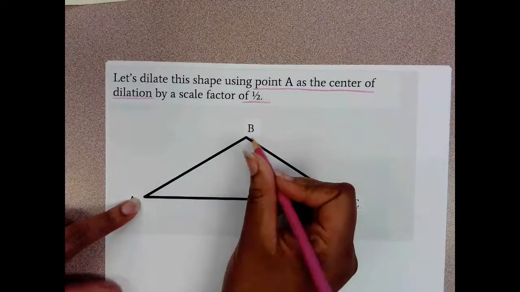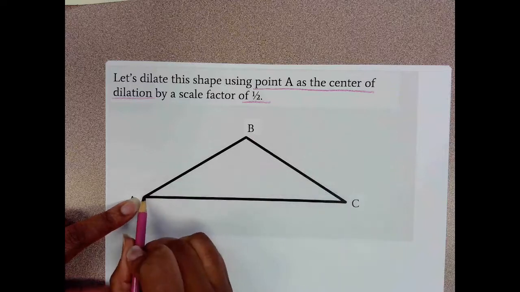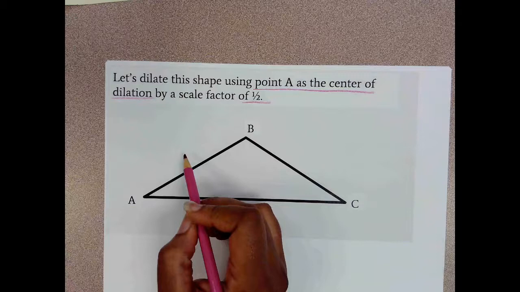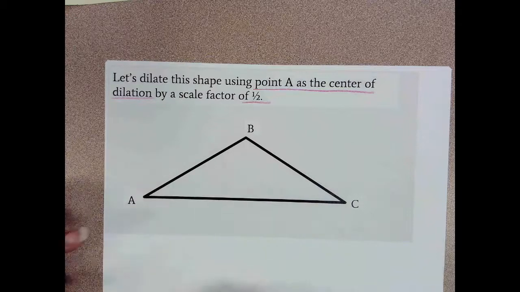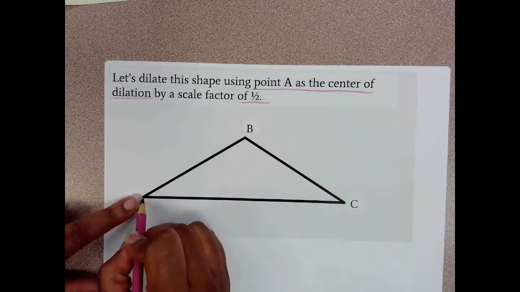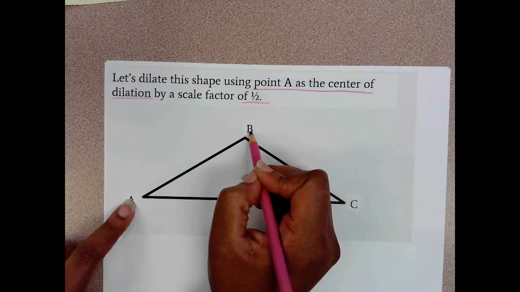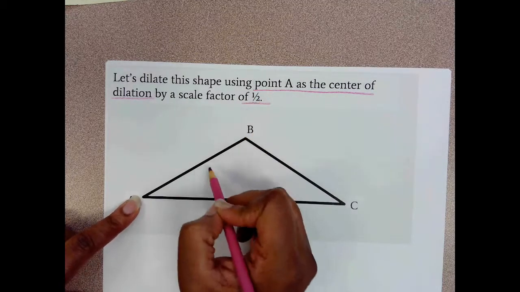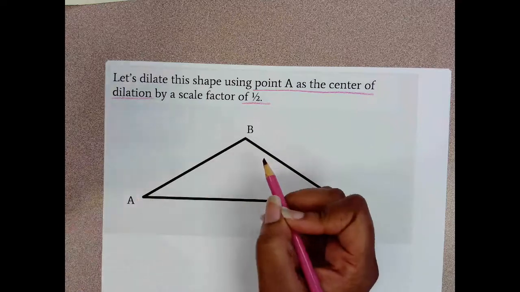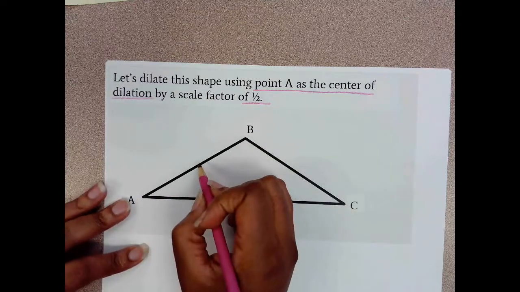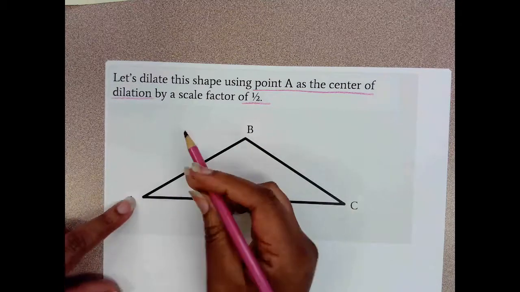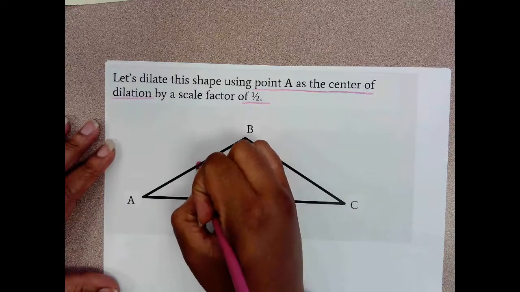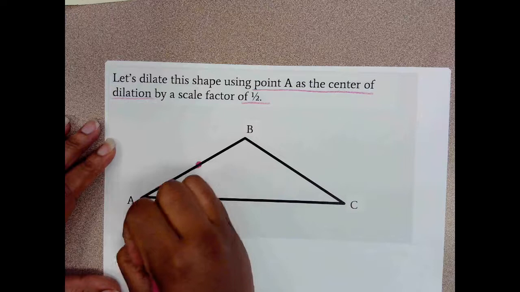So if I look at each one of the sides of this triangle, I'm going to recreate a new one using 1/2 as my scale factor, and it's all going to be around point A. So if I look at AB, a scale factor of 1/2 means I'm going to cut this shape in half. So what I would have to do is you can actually measure it out or make a good estimation as to where halfway between A and B would be. So let's say right here would be that halfway mark between A and B.